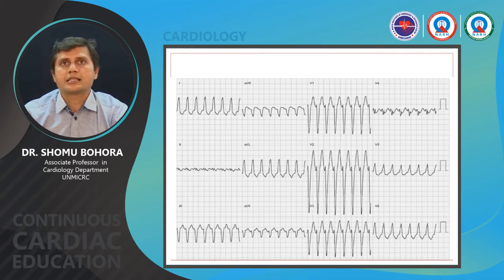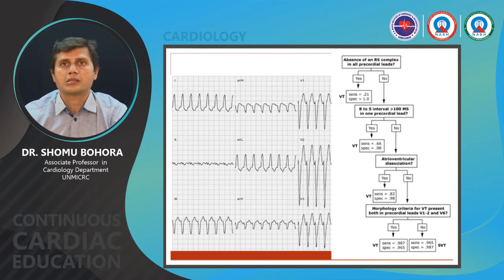So, as in this example, you see it's a regular complex. If you apply the Brugada algorithm, the RS complexes are present. You go to the next step. Then you look at the initial R to last S nadir. If it is more than 100, it is VT. Here it is less than 100, so you have to go to the next step to look for the presence of AV dissociation. AV dissociation is not seen in the form of less P waves or capture or fusion beats. You go to the next step: typical or atypical bundle branch block. This looks like a typical left bundle branch block, and therefore it is likely to be SVT with aberrancy.